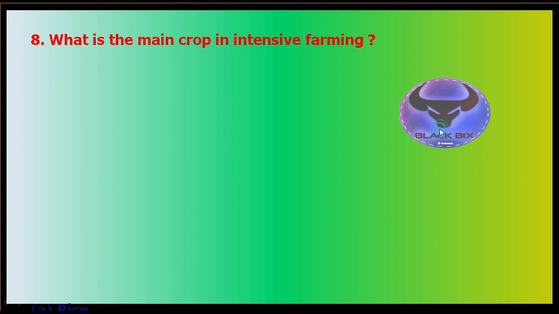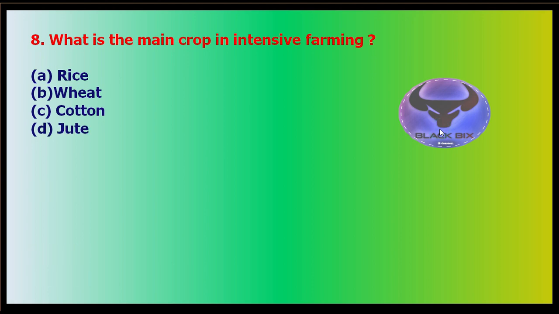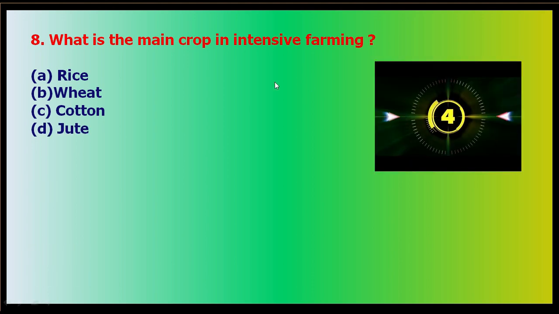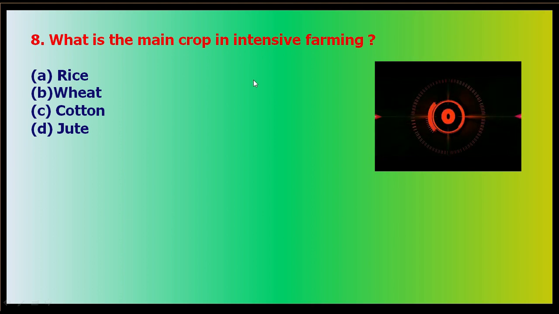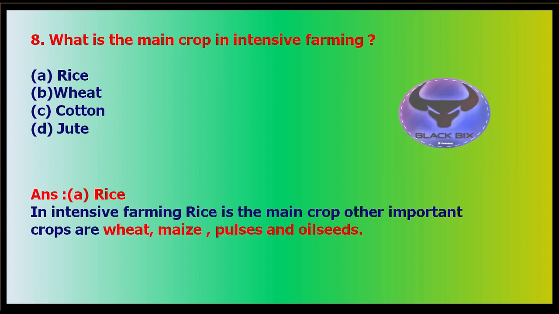Moving to question number 8. What is the main crop of intensive farming? In intensive farming, which crop is grown? What is the main crop? Rice, wheat, cotton, or jute? Your time starts now. What is the main crop of intensive farming? The correct answer is rice.